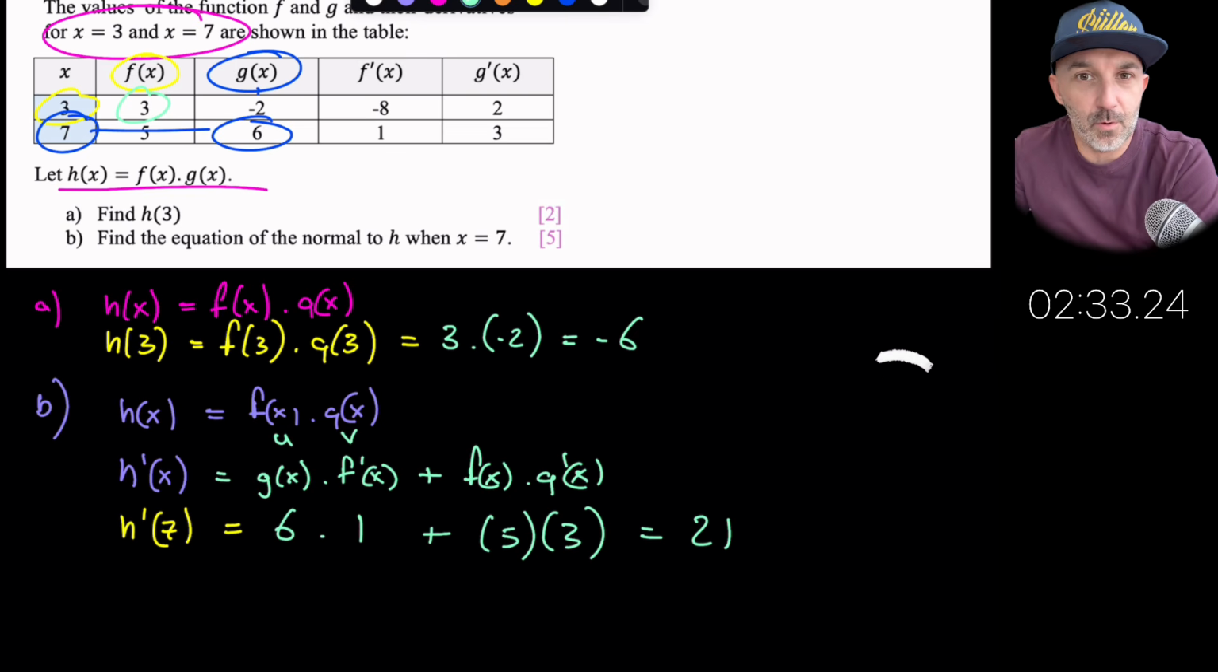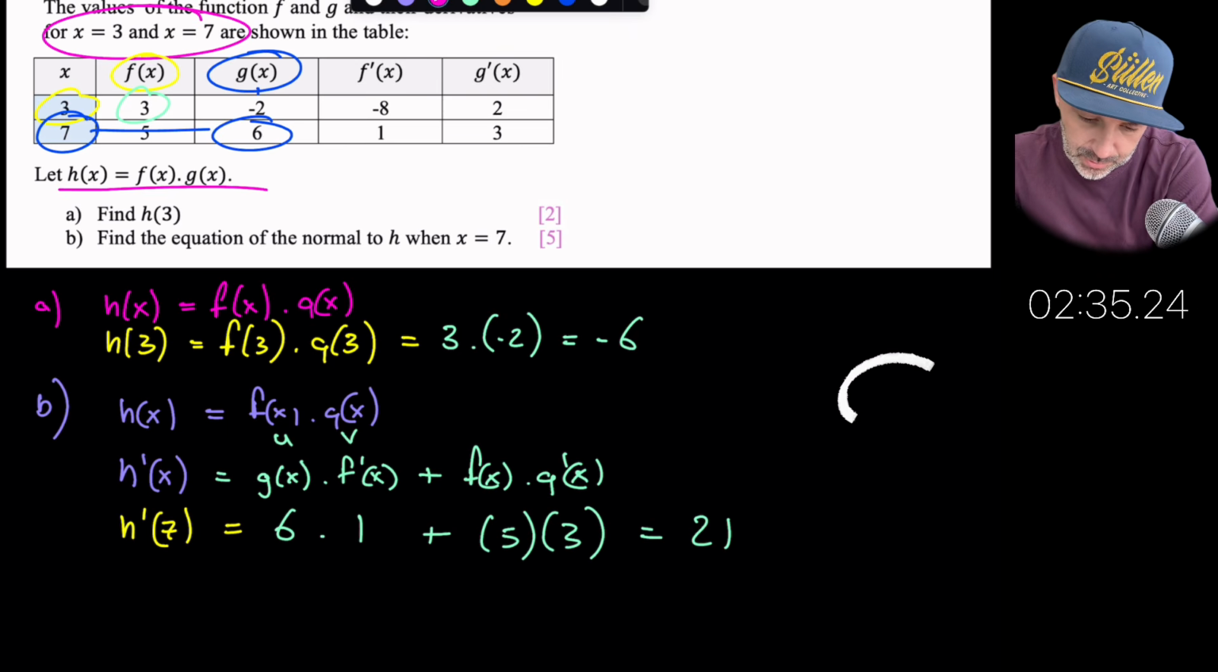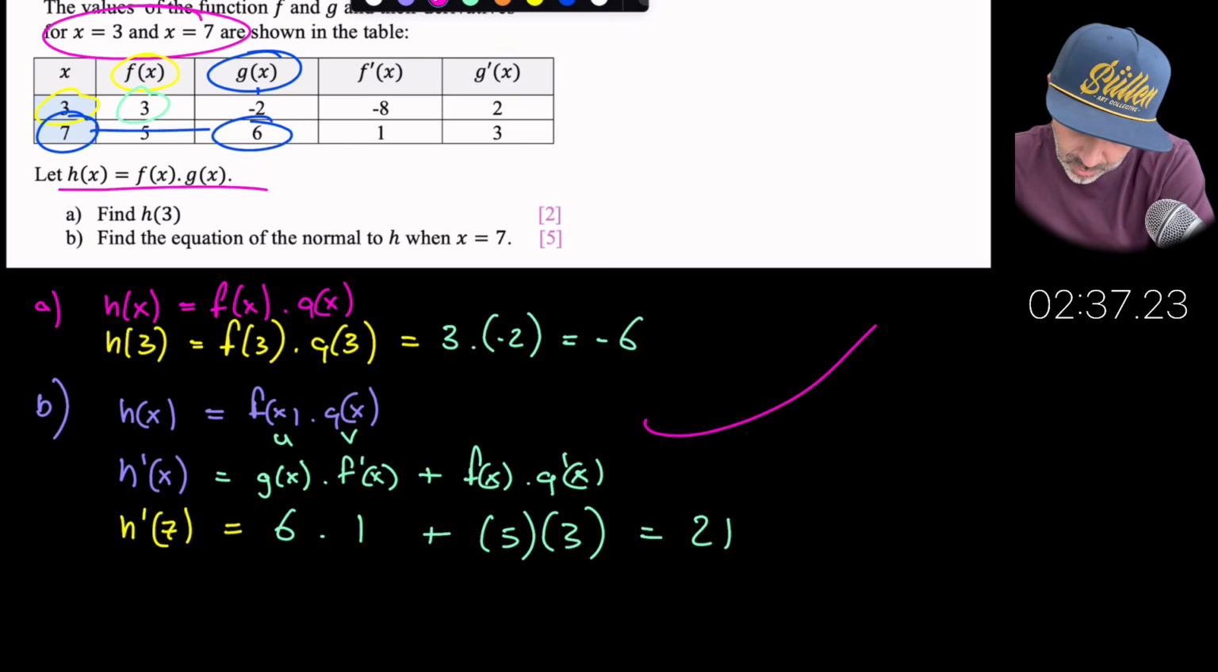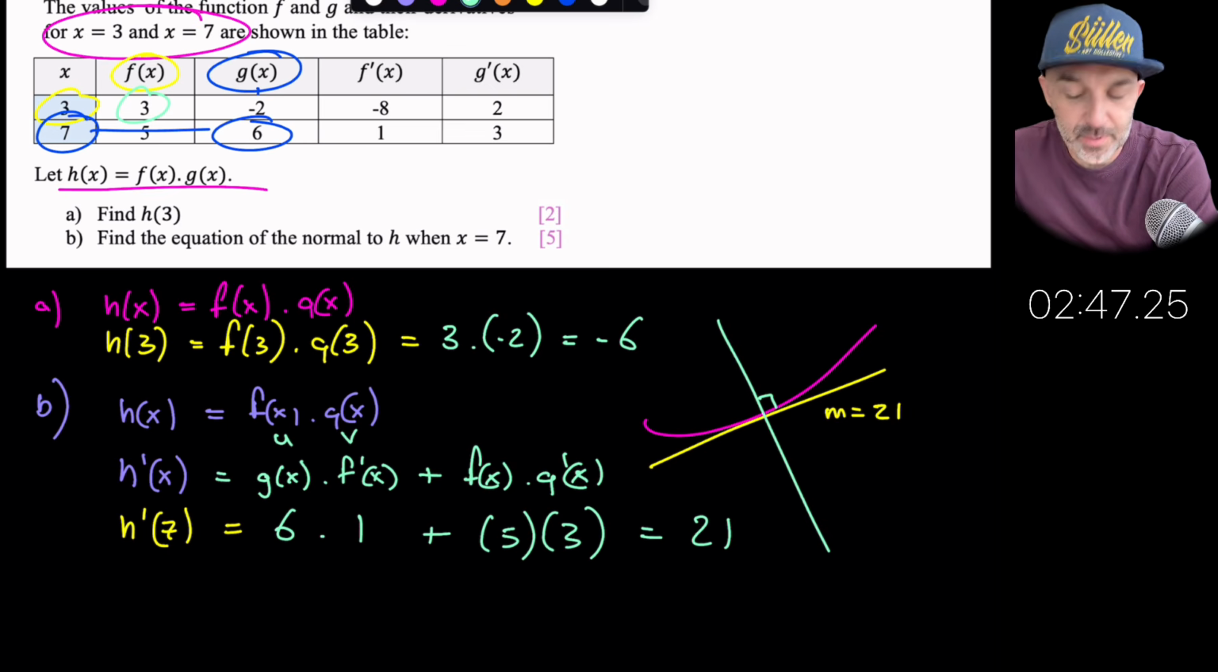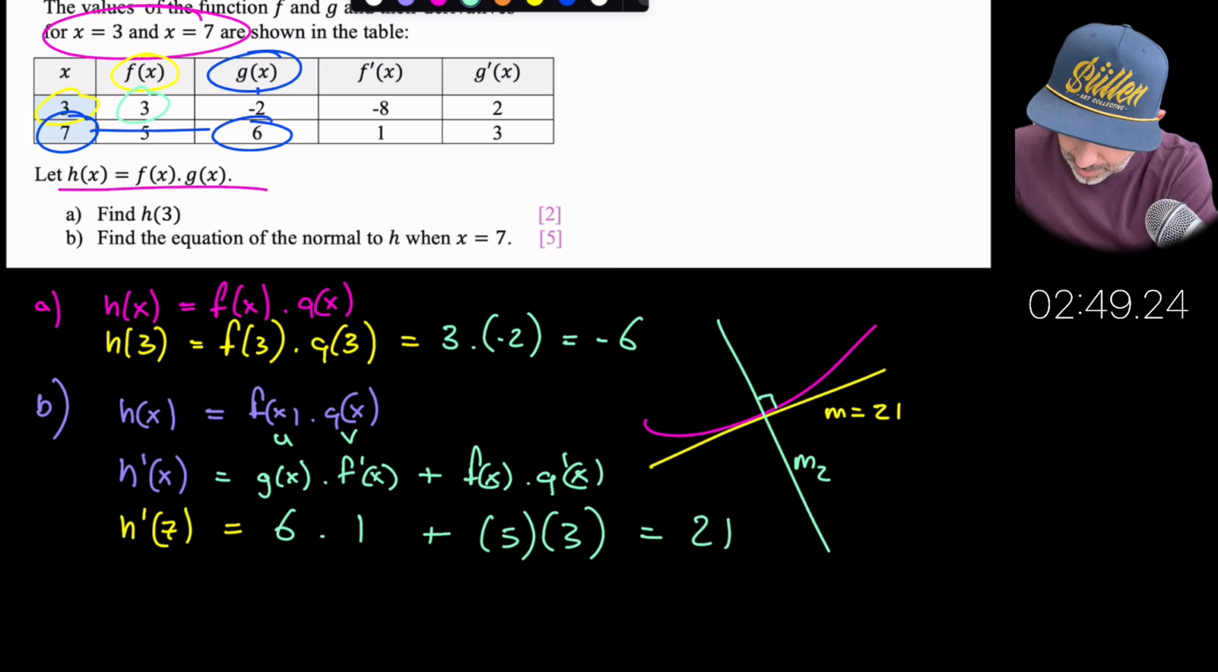So we have 21. Right, so just imagine what's going on here. We have a curve, and we have a tangent to that curve with a gradient of 21. So the normal to that curve, which passes at right angles, will be the negative reciprocal of that. So I'll just call that m2, which is negative 1 over 21.